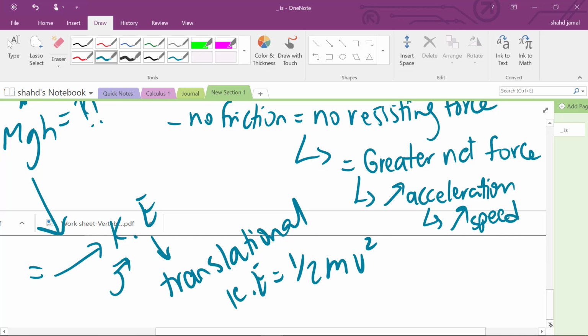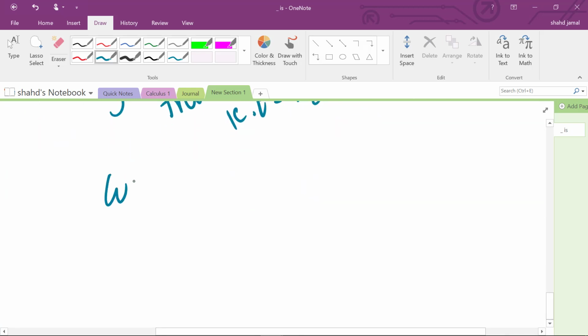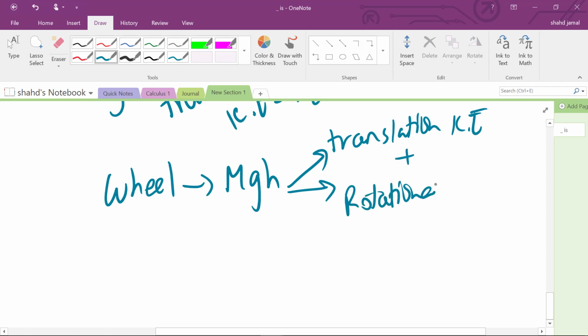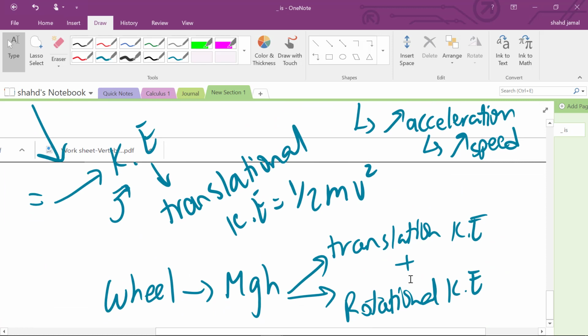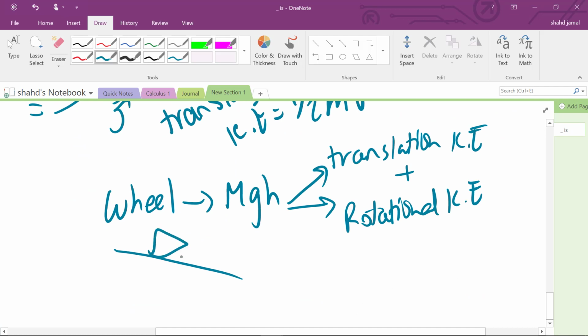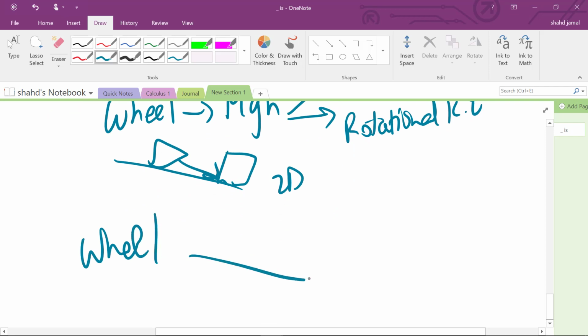For the wheel, so basically I'll explain what they mean. For the wheel, the same potential energy has to be converted to both translational kinetic energy and rotational kinetic energy. So basically it has to be shared, and the speed has to be shared for both. Why is that? A block simply needs translational kinetic energy. What does translational mean? It just moves in a straight line. While the wheel has to move and roll or rotate down, and it can't slip.